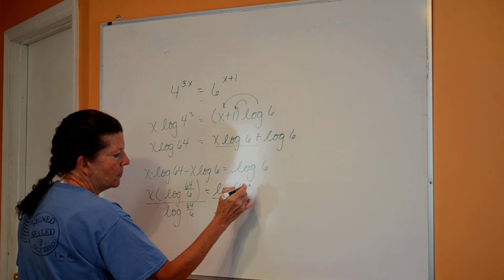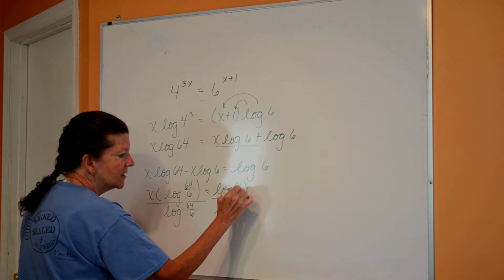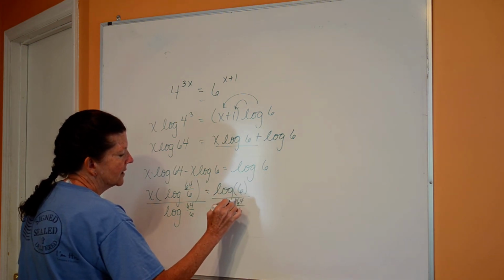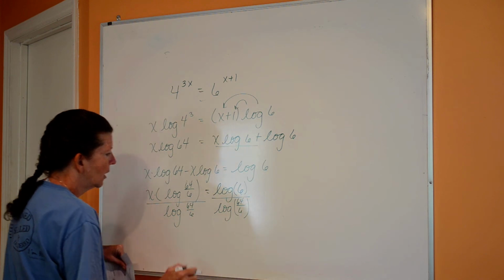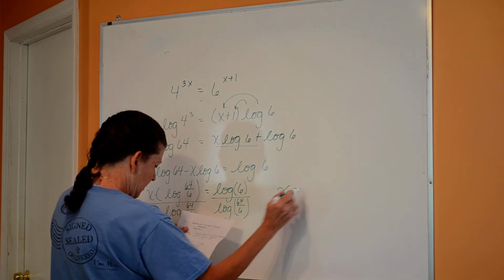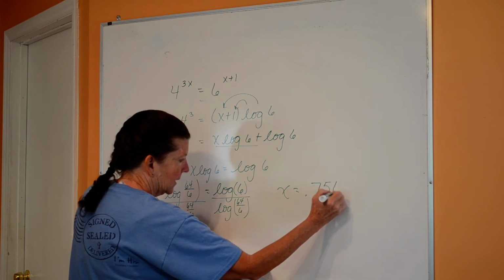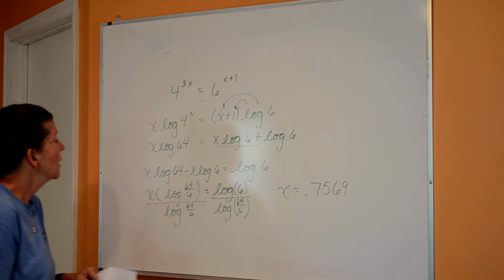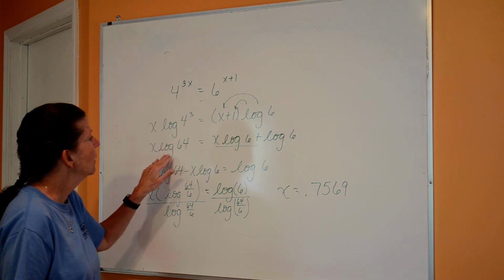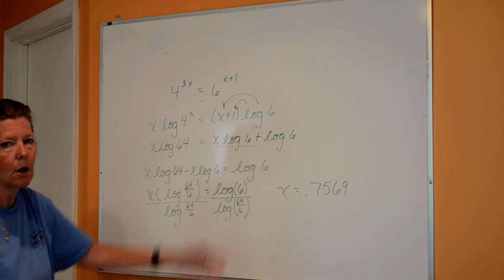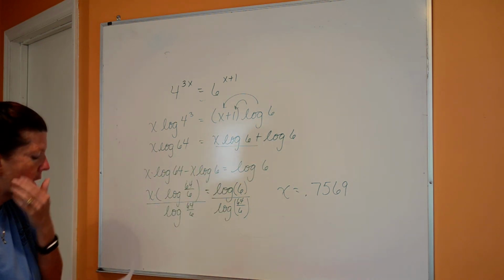Remember, the calculator will put a parenthesis, you put a closing parenthesis. And I'm going to find out here that x is equal to 0.7569. Every time you have logarithm here, it could be switched to natural log, and you're still going to get the same answer all the way through.